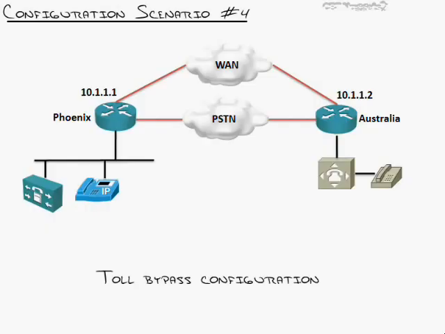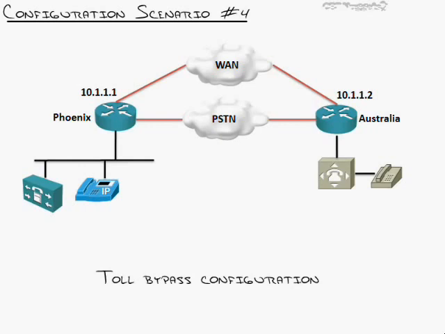Now we move into a toll bypass configuration scenario. This is very common between companies that have offices in other regions, especially international. Long distance charges have come down to dirt cheap in the United States over the last few years, because long distance carriers know that this is coming, and voice over IP is taking over the world slowly but surely, and eventually long distance toll charges will be all but gone.